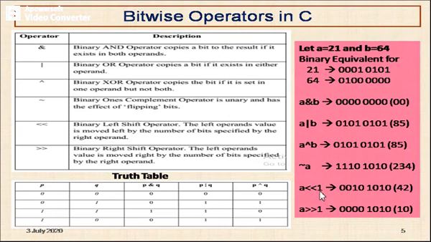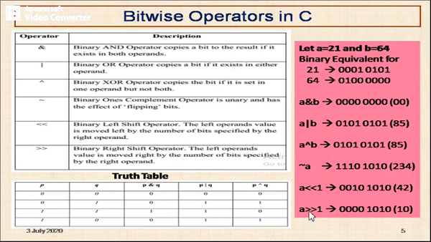Suppose if we give 2 here, A less than less than 2 means the content of A will be shifted left 2 times. So in that case, the leftmost 2 digits will be dropped out. So it will start from 0, 1, 0, 1, 0, 1, and it will append 2 zeros. That is going to be the answer. Okay, similarly for shift right.